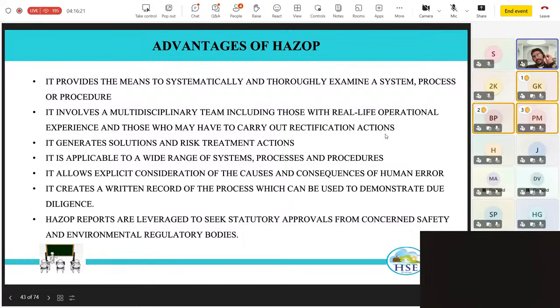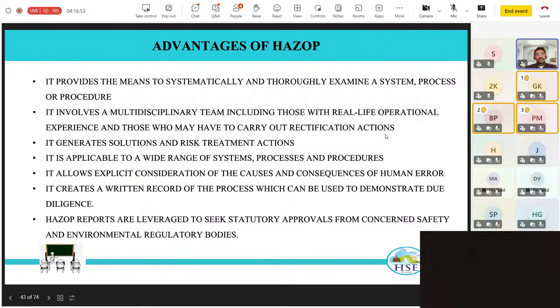Next is the advantages of HAZOP. Now let's look at the benefits of HAZOP. Obviously, there would be some shortcomings also, but for the timing, let's look at the benefits. It provides a means to systematically and thoroughly examine a system, process, or procedure. Then it involves a multidisciplinary team, including those with real-life operational experience and those who may have to carry out the rectification process. So basically, it is looking at the users who are at the receiving end of any incident. They are the ones we are targeting by doing these HAZOPs, to make things inherently safe.